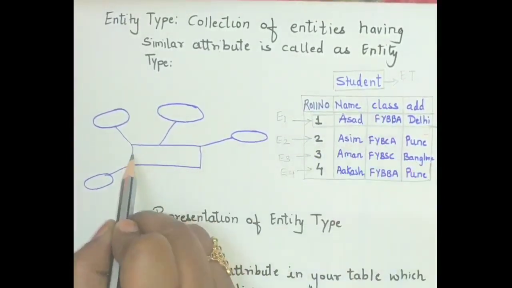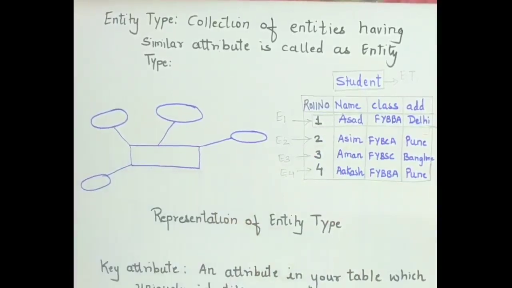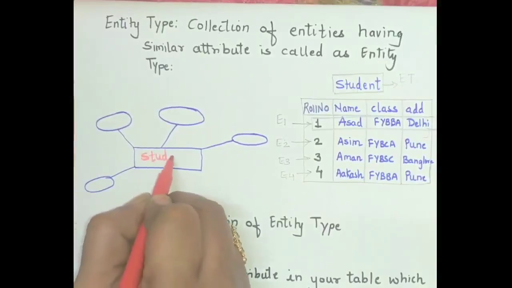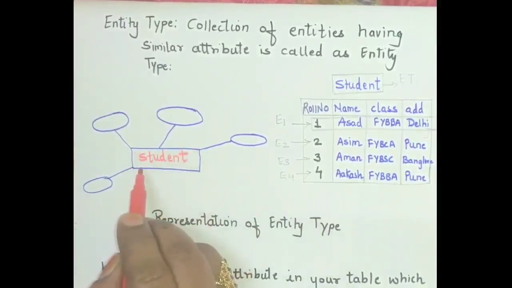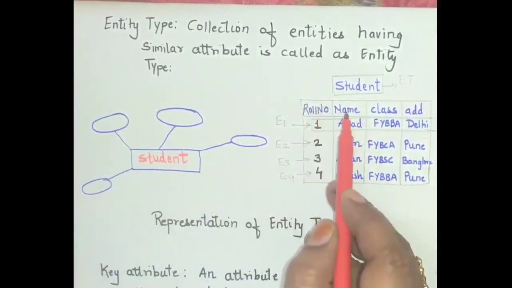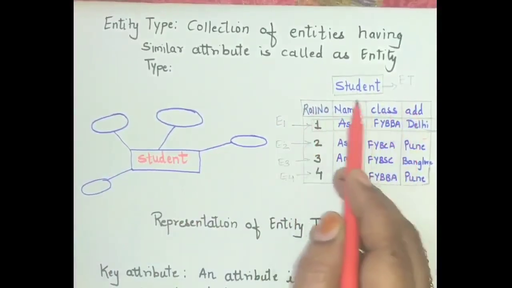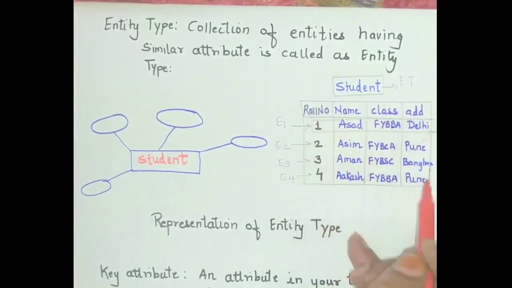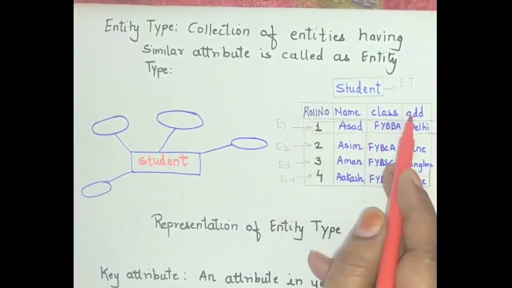The entity type is represented in a rectangle box. That means here we are going to write student. This is nothing but the entity type represented in a rectangular box. Next, roll number, name, class, address. These are nothing but the attributes for this entity type, or we can say the column names for this table student. Attributes are nothing but the column names given to that particular table.